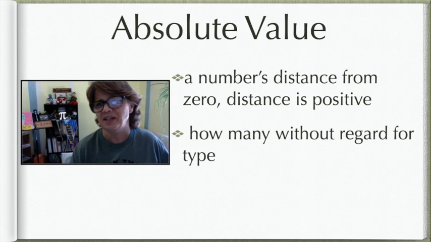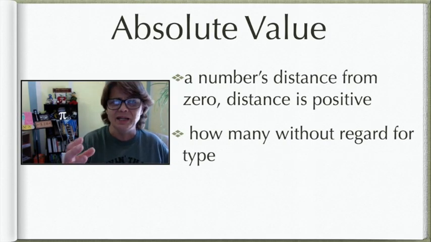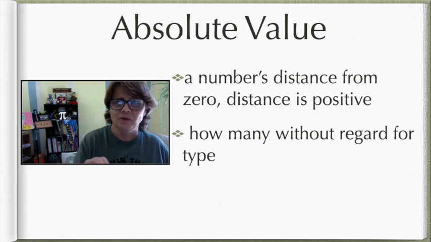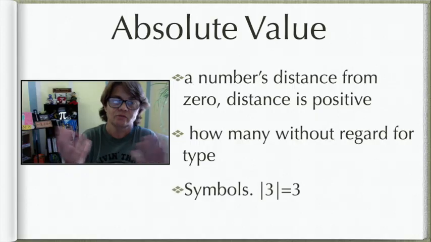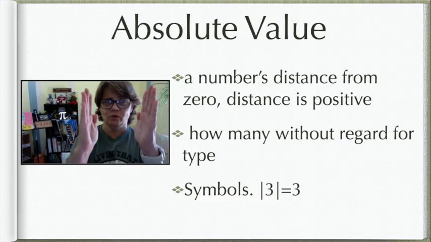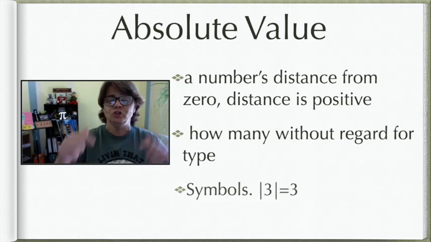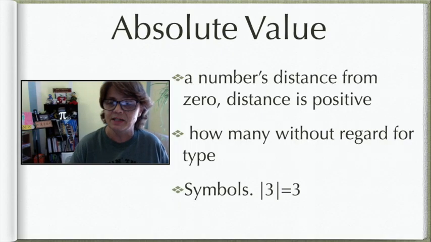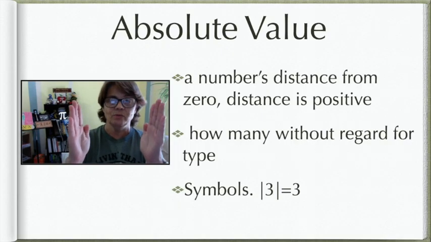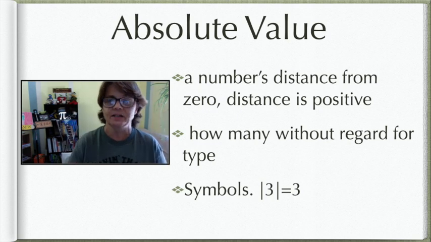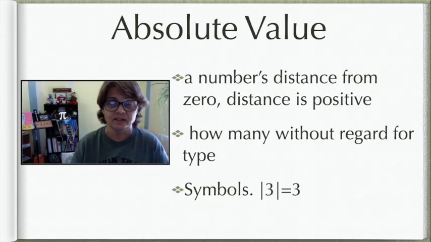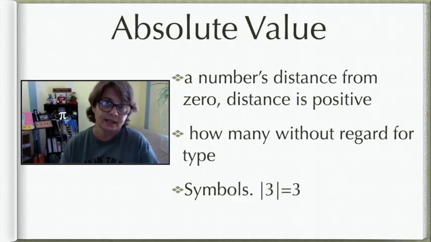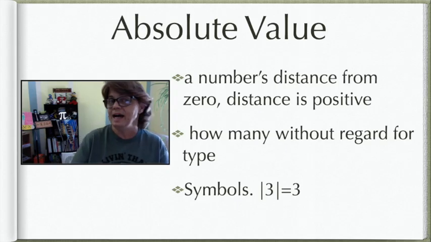You can also think of it as a number, how many, without regard to type. So like 3 negatives or 3 positives, I just have 3 things, 3 items. There are symbols, and there are 2 vertical lines around what you are going to find the absolute value of. So in this case, there are 2 vertical lines that surround the number 3. So what that is saying is the absolute value of 3. And then you read the equal sign as "is." So the absolute value of 3 is 3. And what that's asking is, how far is 3 from 0?